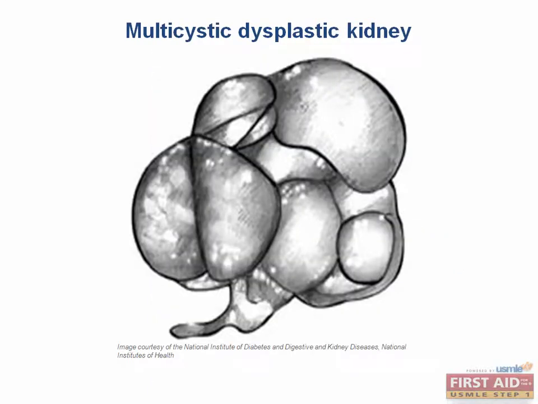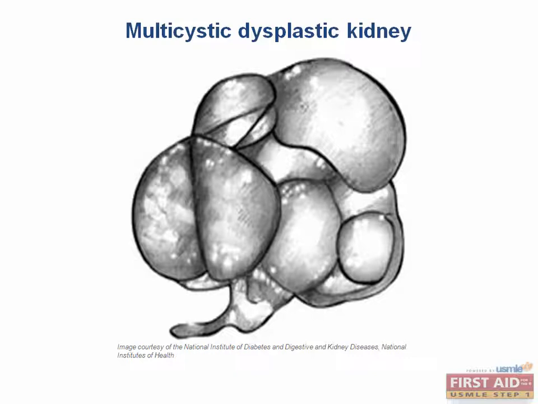Next, multicystic dysplastic kidney, which is caused by the abnormal interaction of which two embryologic structures? Correct, the ureteric bud and metanephric mesenchyme. This leads to a non-functional kidney consisting of cysts and connective tissue. Remember, the ureteric bud interacts with the metanephric mesenchyme to induce proper nephron and glomerulus formation.